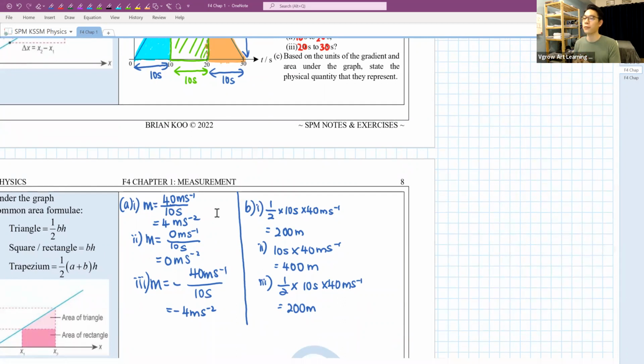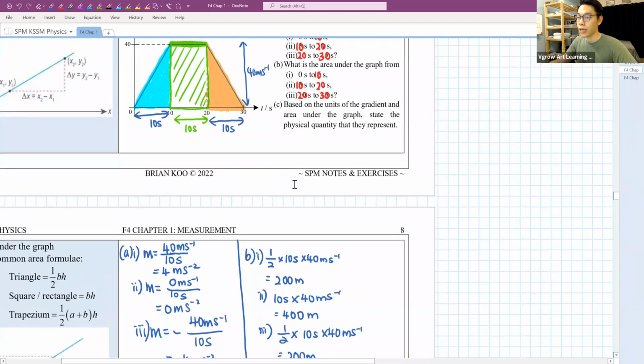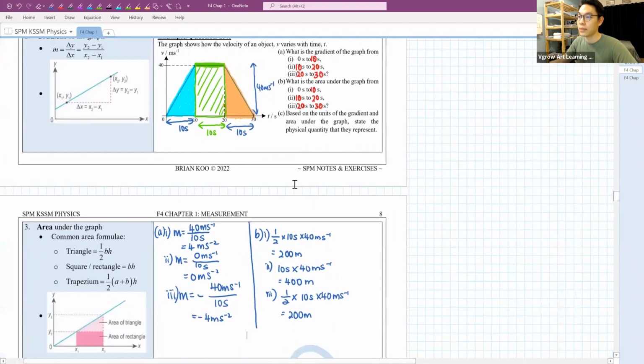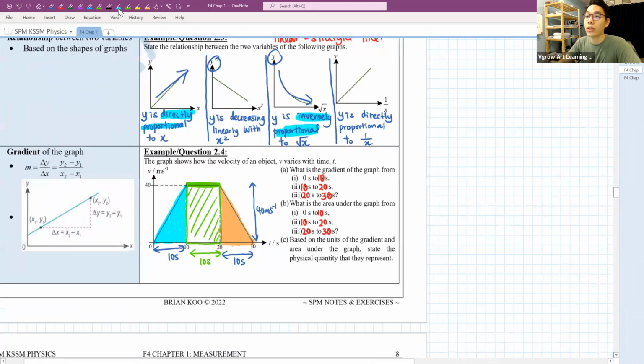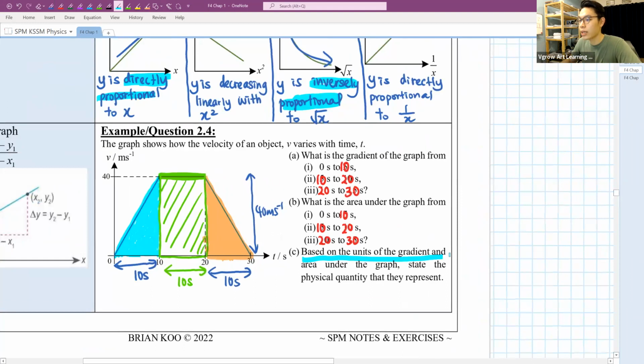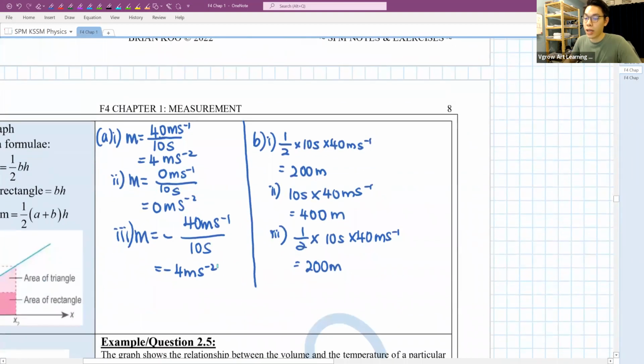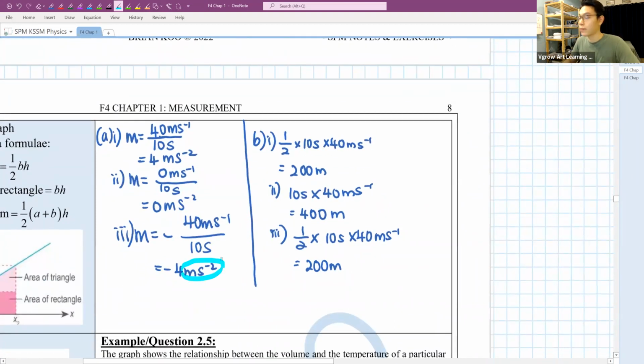And so from a graph, we can get the relationship, directly proportional, inversely proportional, and things like that. We can get the gradient. We can get the area below the graph. Okay, done. And then they say, part C, based on the units of the gradient and the area under the graph, state the physical quantity that they represent. The unit of the gradient here is meter per second squared.